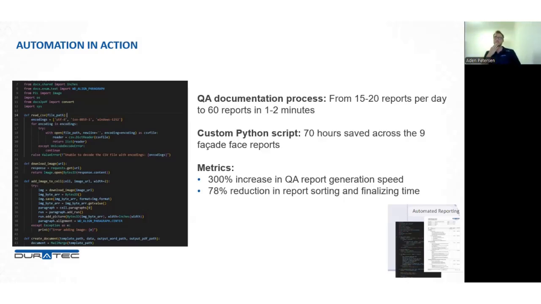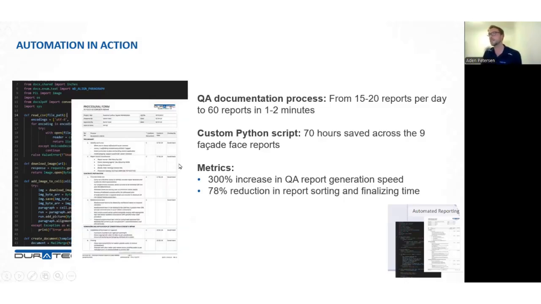A custom Python script was developed and saved approximately 70 hours across the 9 final facade reports alone. This 300% increase in generation speed and 78% reduction in processing meant that we could focus our expertise on some of the more complex heritage challenges rather than repetitive documentation. On the screen there, that's some of the code that was used. It's simply Python code, and this is the PDFs that were outputted as a result.